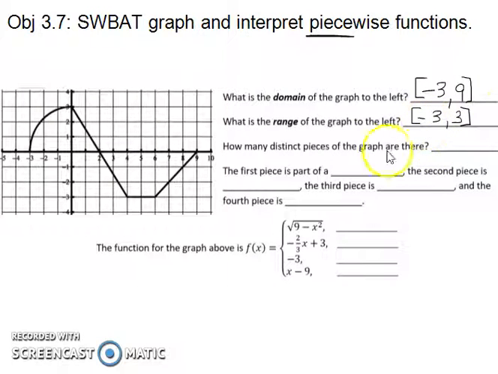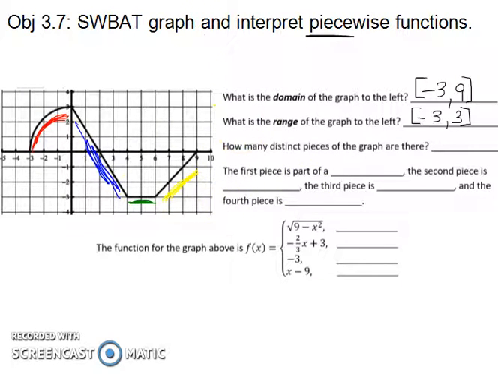That's old stuff. Now we get to the more interesting question. How many distinct pieces of this graph are there? Well, in my count, there seems to be 4. We have something right here that appears to be part of a circle. We have something right here that is straight, that means it's linear. We have something right here that is also straight, which means it's linear, but it's also straight and flat, which means it's constant, that special kind of linear. And then we have something that is straight but not flat, which means we have another linear.